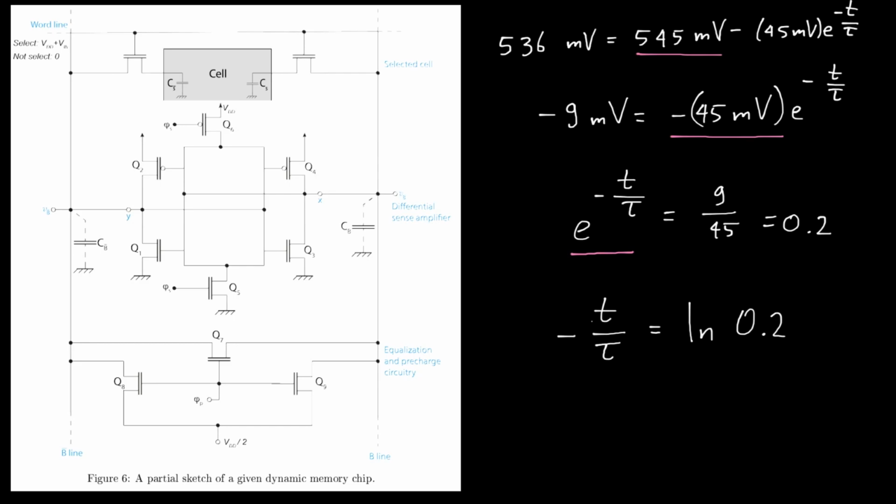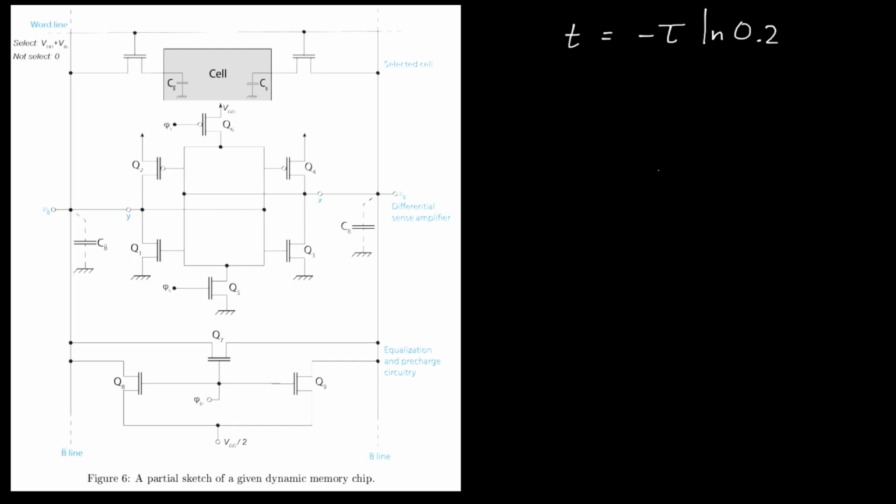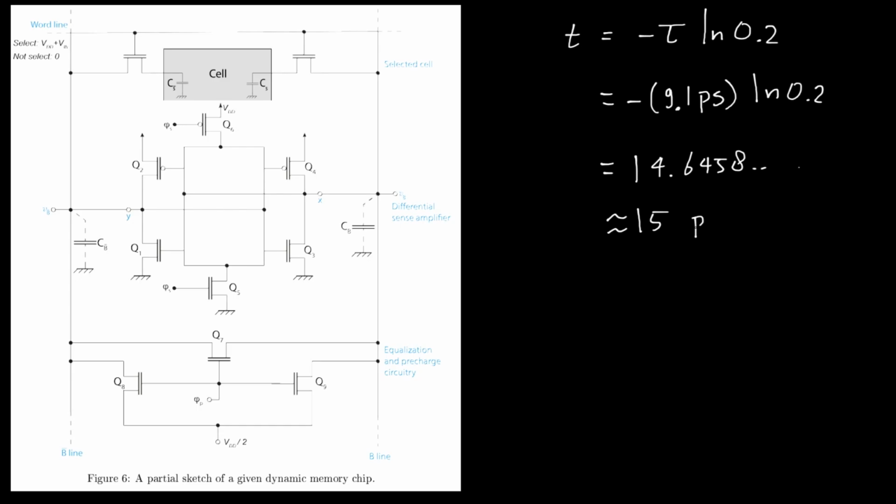And now the only thing we have to do is solve for this t, and that gives us negative tau ln 0.2. The only thing we now have to do is fill in our tau that we found before, and that was 9.1 picoseconds according to our calculations. And if we now evaluate this, you will get that that is equal to 14.6458, etc. So approximately 15 picoseconds. And that's the correct answer.